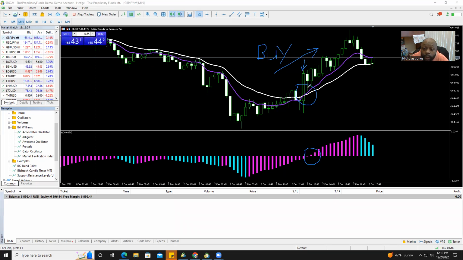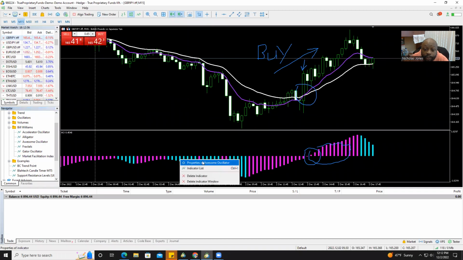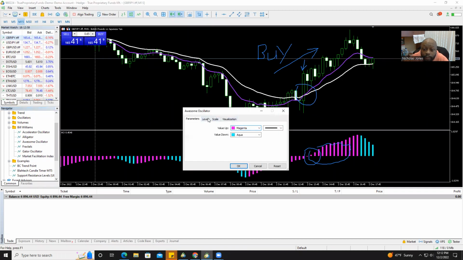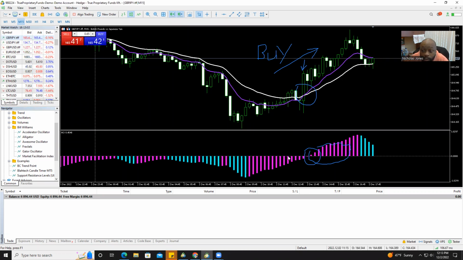So we got in at the crossover here. We made sure that the Awesome Oscillator was turning pink here, right? And was crossing above, going above the 0 line on the Awesome Oscillator, right? So, sorry, let's add our levels. So we'll just add level, boom. So we got our 0.